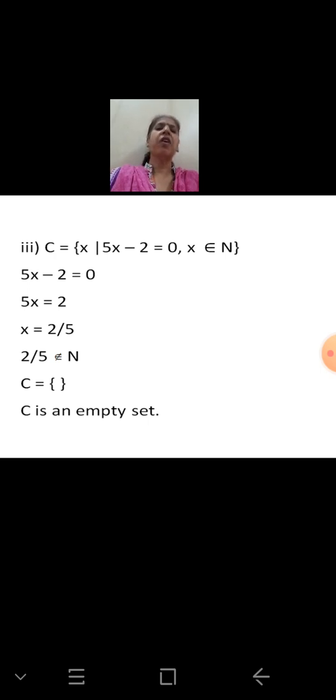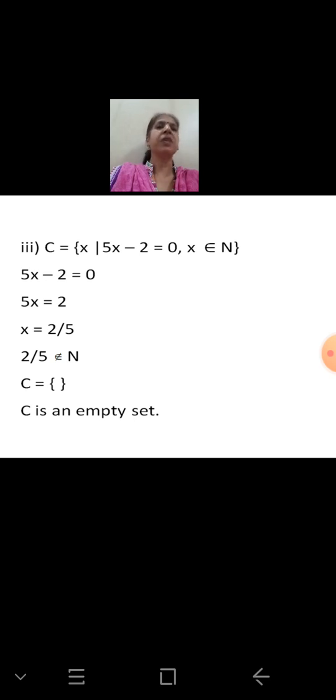Set C is a set of all x such that 5x minus 2 is equal to 0 and x is an element of N. So first what are we going to do? Yes, solve the equation. 5x minus 2 is 0. Now when you solve the equation, 5x is equal to, your negative 2 will go to the other side of equality, so 0 plus 2 is 2. 5x is 2. Therefore x is equal to 2 upon 5. Now 2 upon 5 is a fraction. Is it a natural number? No.